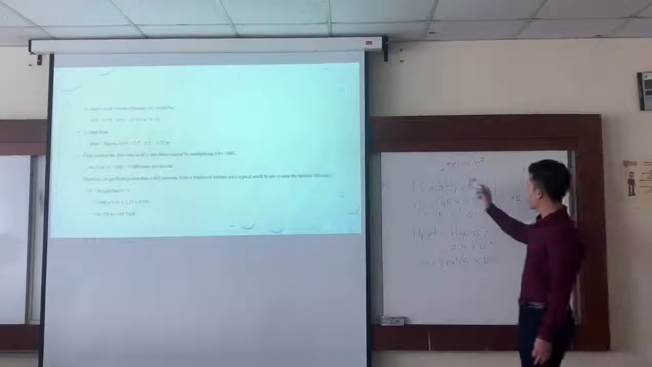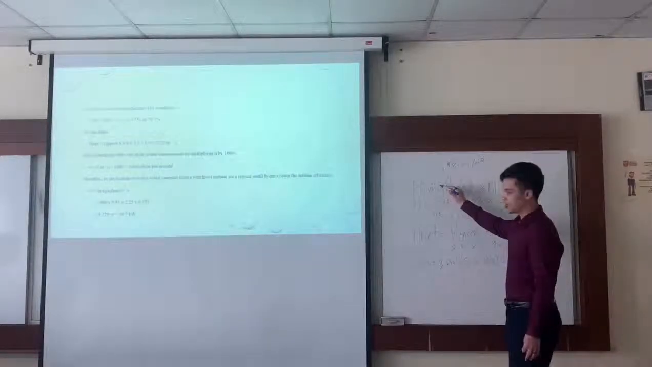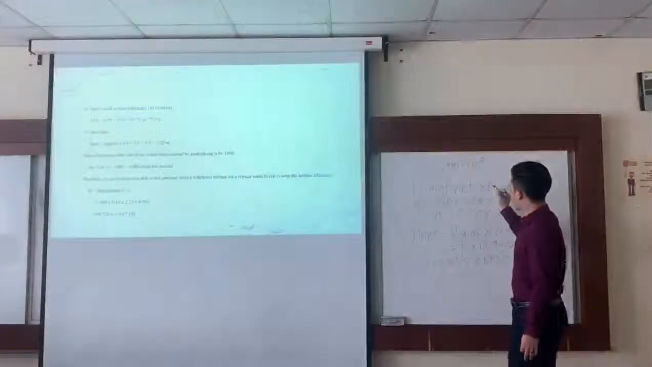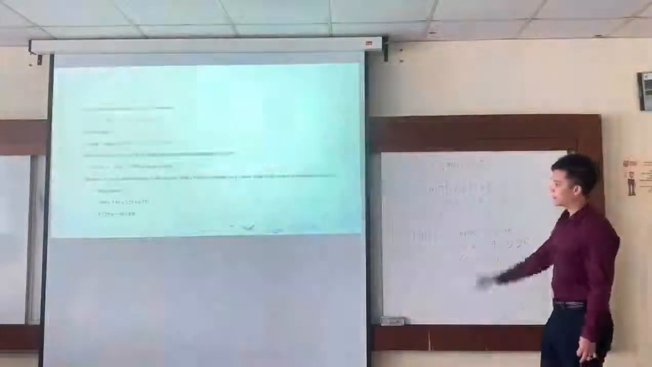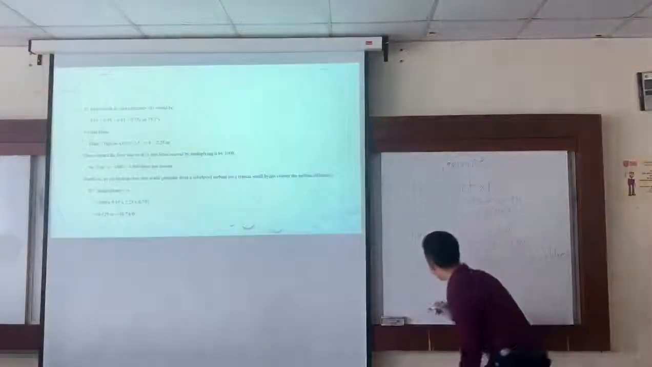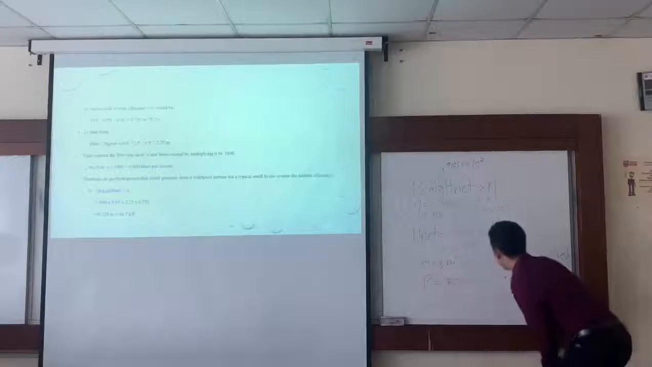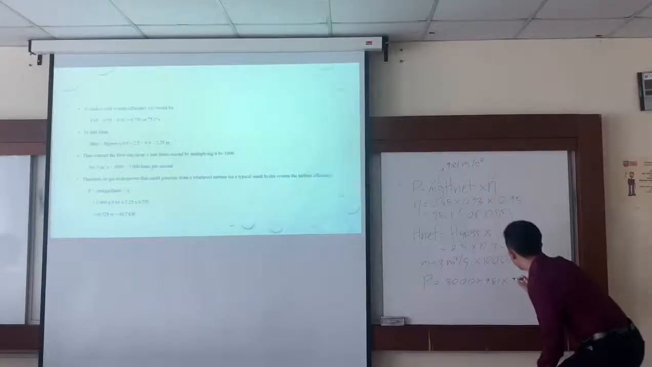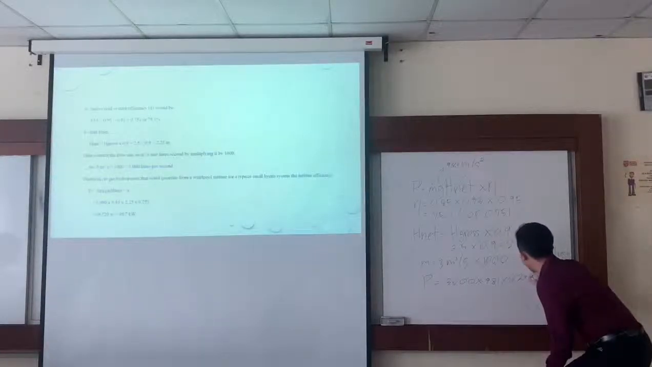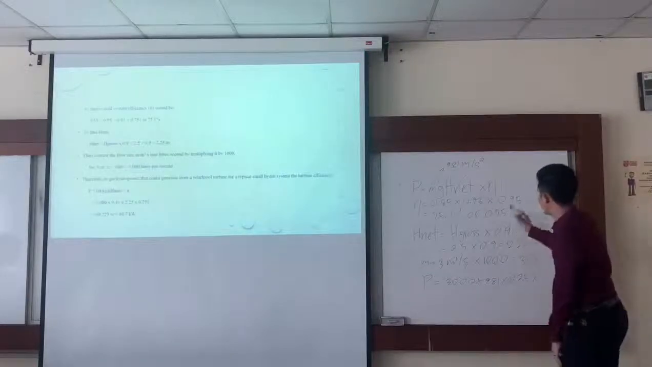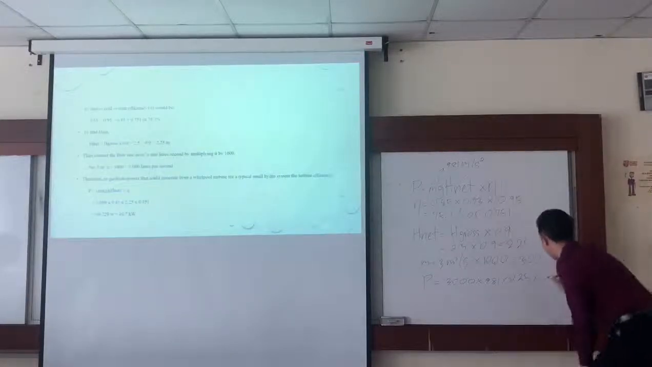Okay, so now you've got G, M, H net, and efficiency ready. At the end, the power P that you want equals 3000 multiplied by G, which is 9.81, multiplied by H net, which is 2.25, and multiplied by efficiency, which is 0.751.